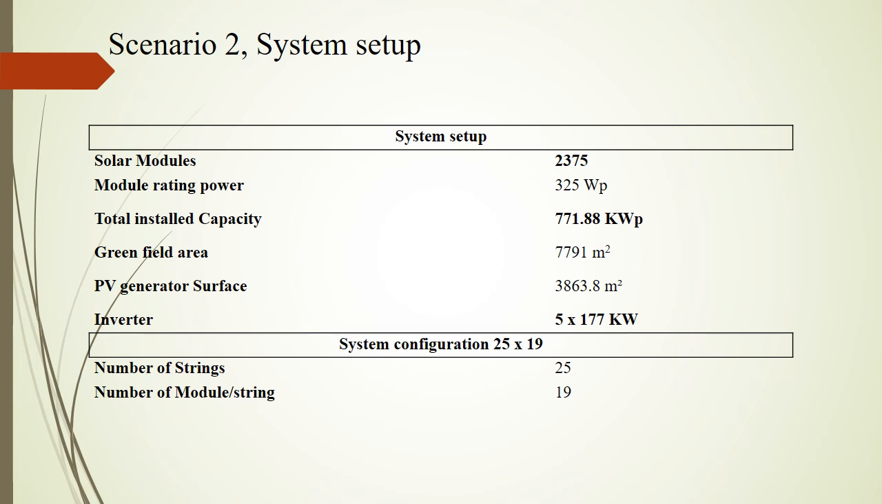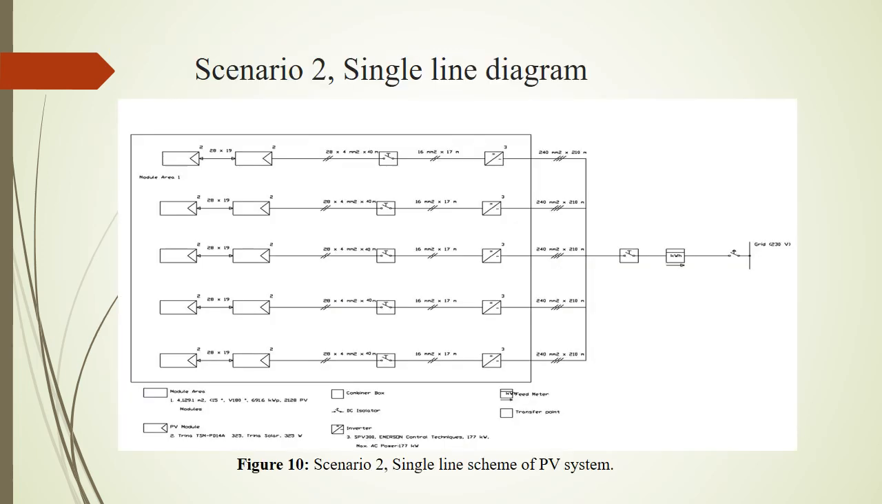Scenario 2 system setup. Number of PV modules: more than 2,300 PV panels. Total installed capacity was more than 770 kilowatt peak. Number of inverters: 5 inverters, 177 kilowatt each. Number of strings: 25 strings, 19 PV panels per string. The figure below shows the single line diagram of scenario 2.